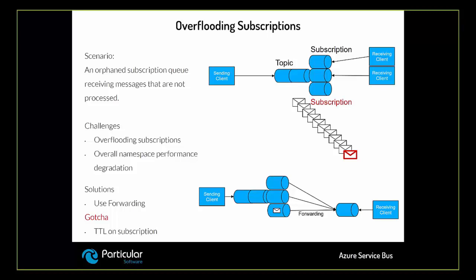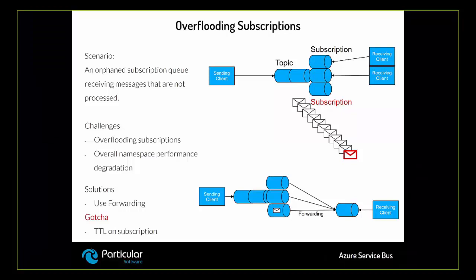A possible solution is, rather than monitoring individual subscriptions and having receiving clients associated with the subscriptions, to forward all of the messages to a single entity, such as a queue, for example, or another topic, that is ensured to be monitored and have a receiving client and can scale out or in based on the number of messages, on the load that we get.